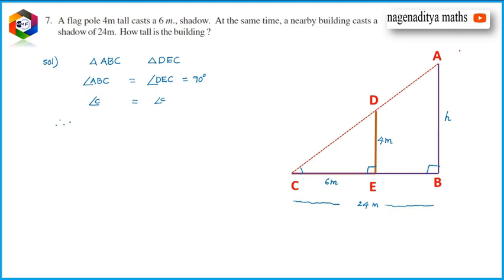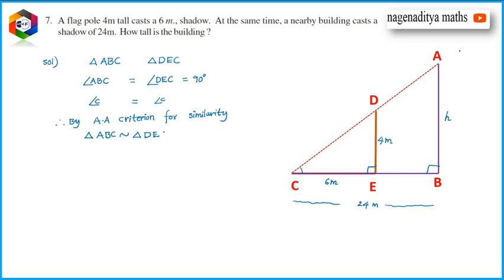Therefore, by the AA criterion for similarity, triangle ABC is similar to triangle DEC.